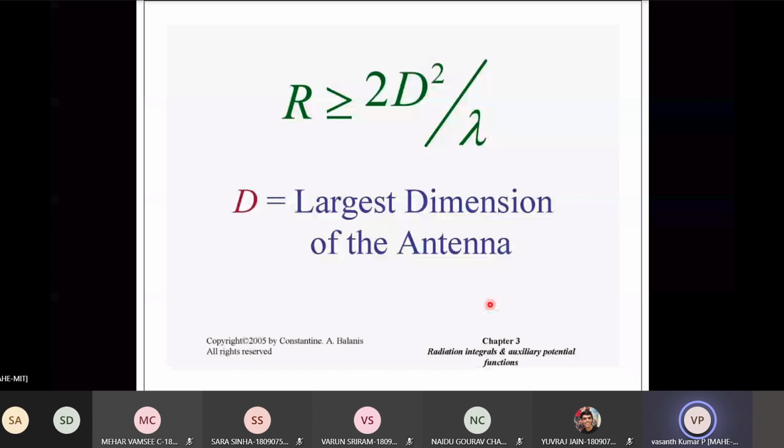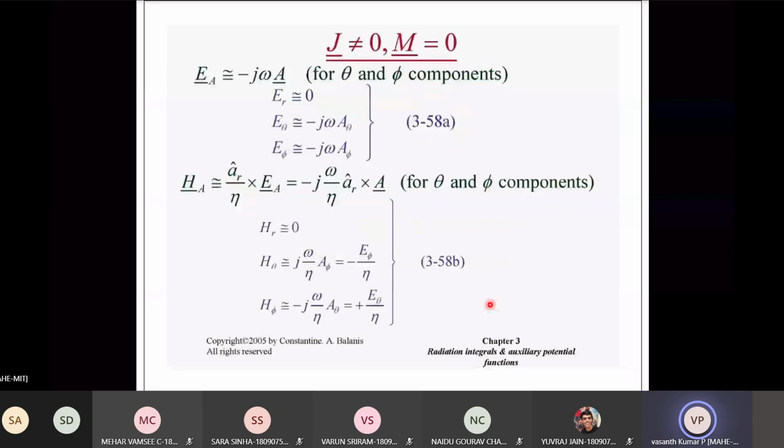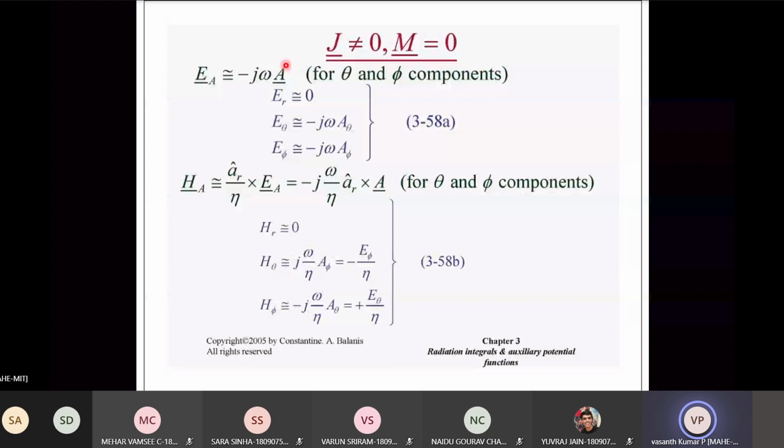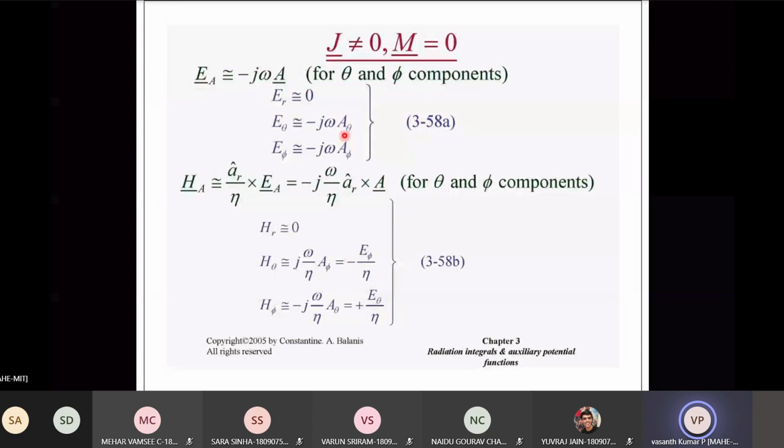So R is greater than 2D square by lambda, where D is the largest dimension of the antenna. Is there any simplified equation for EA and HA? Now there is a simplified equation. ER is nearly equal to 0 for far fields. E theta is given by minus j omega A theta. E phi is given by minus j omega A phi.